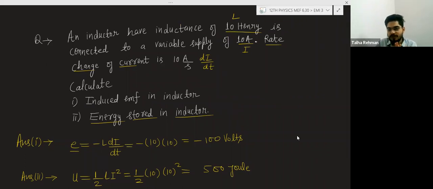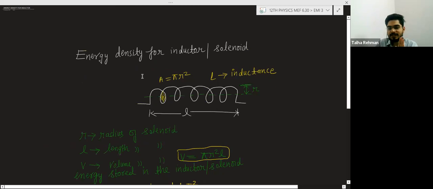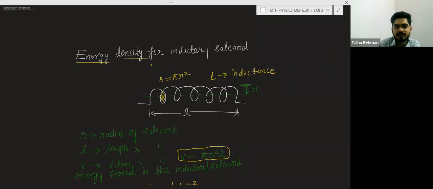Now there is one more last topic, very easy topic. Energy density. What is the meaning of energy density? We have done, or you have done, energy density for a capacitor. So basically the energy density means energy stored per unit volume, meaning in unit volume how much amount of energy is stored, that is the energy density.